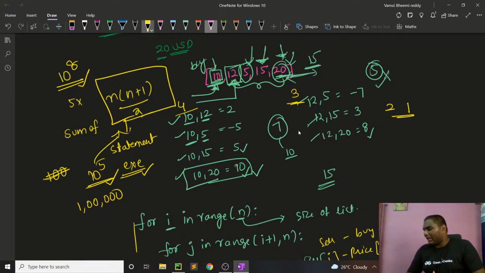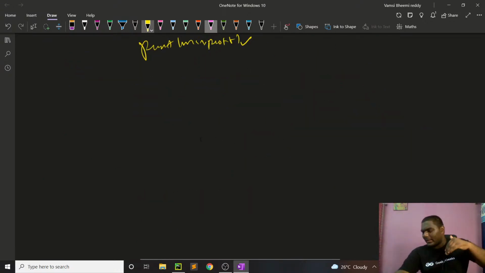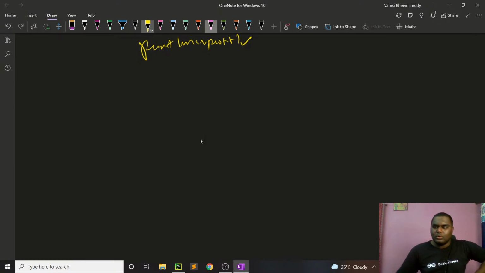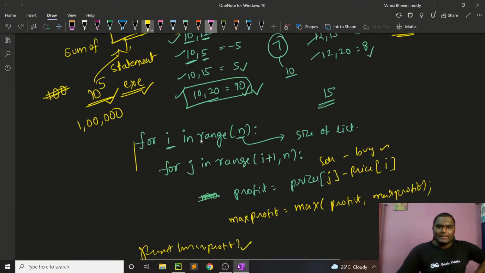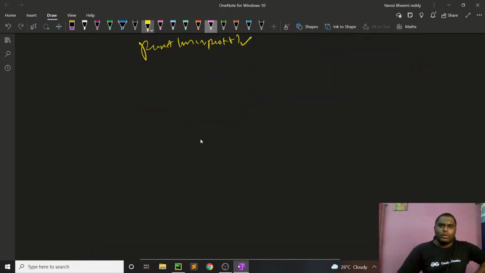How can we make it effective? By reducing the time complexity. So how can we reduce the time complexity of this approach? Till now we have seen the buyer's perspective. Now let's see the seller's perspective. Let me copy the same example: 10, 12, 5, 15, 20.